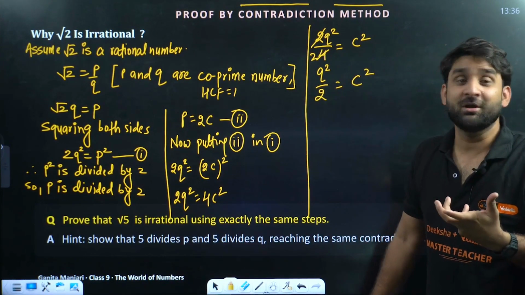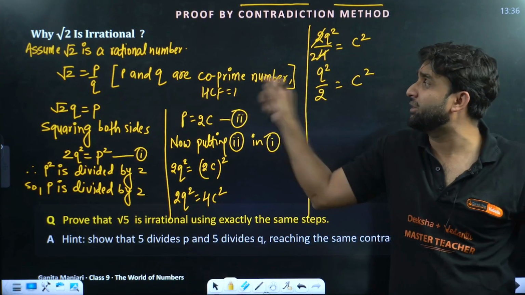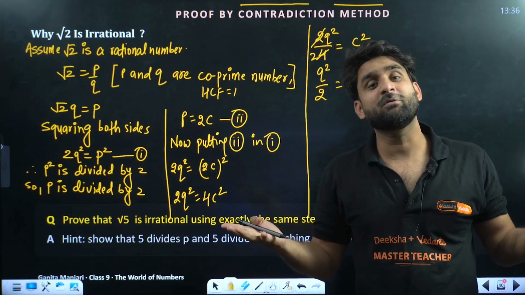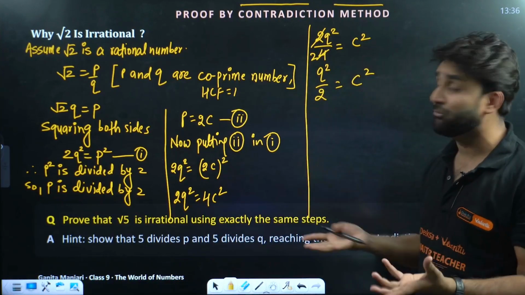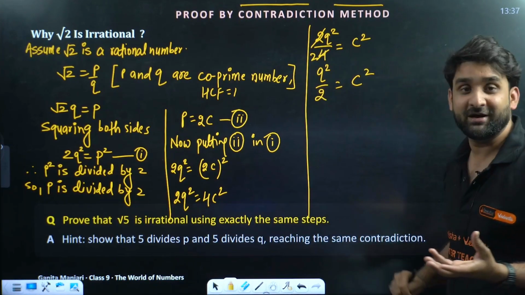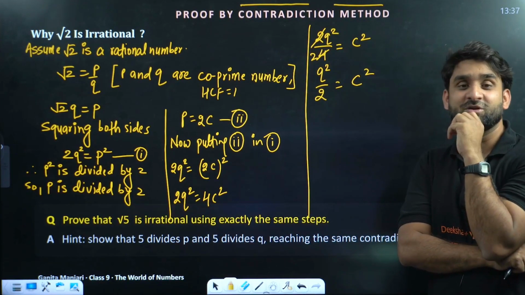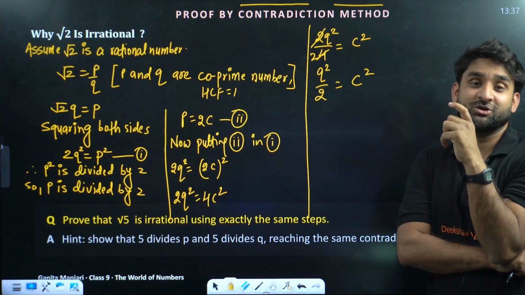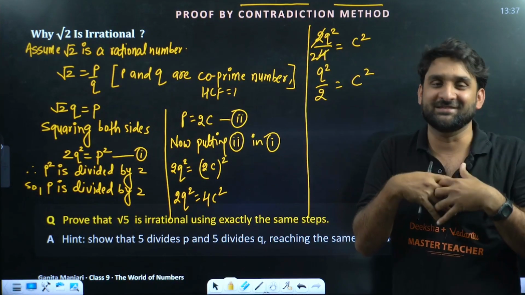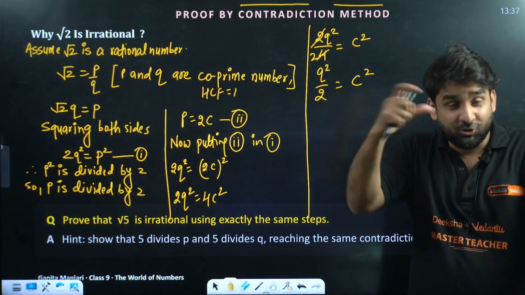Why a contradiction? Because now our assumption has become wrong. Our assumption was P and Q are co-prime numbers, and P and Q being co-prime means the common factor will be only 1. But here we are getting one more common factor in the form of 2. P is divisible by 2, Q is also divisible by 2. Hence, one more factor is 2, which is violating our assumption. This is called contradiction. Now, our assumption and the result are not matching well. So this is called contradiction.